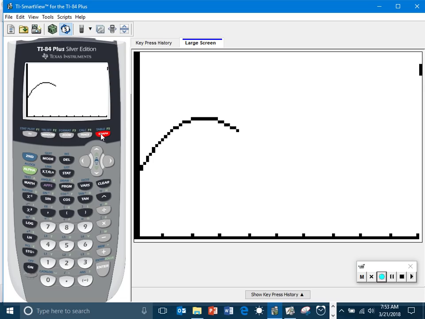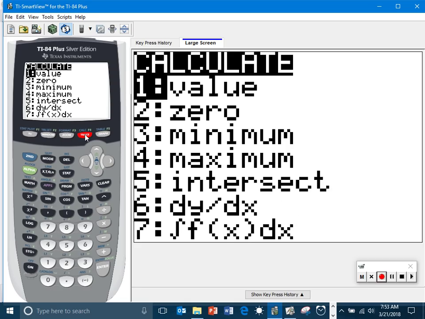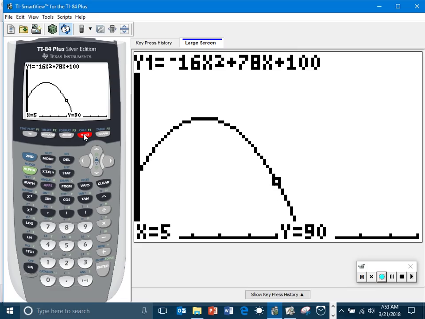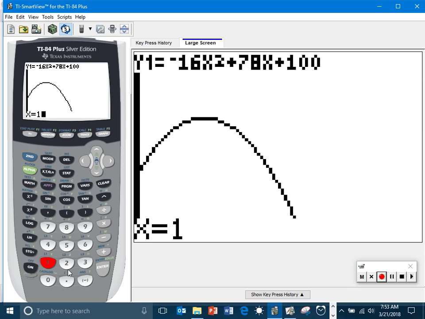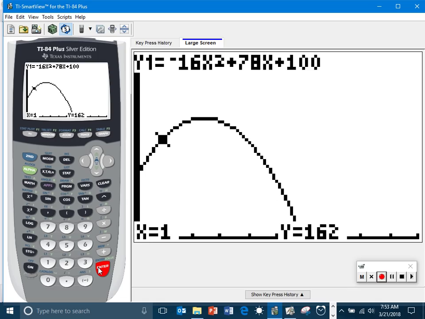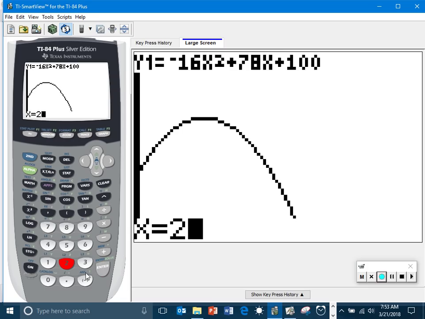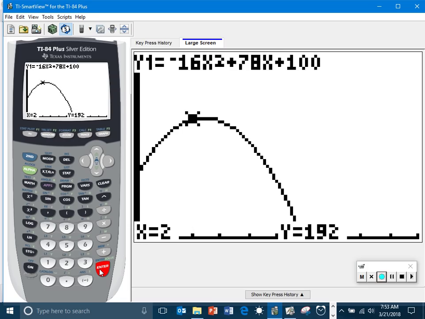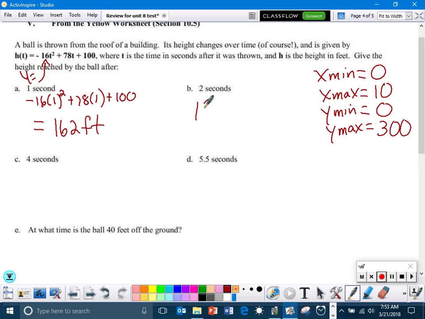Graph. There goes the ball. Very nice picture. So you can see the ball go up and then come down again. Now, I'm sorry, just hit trace, not second trace, just hit trace. Okay, and then you want to see where the ball is at 1 second. So hit the number 1 and hit enter. There it is, 162 feet. The next one is 2 seconds, so just hit the 2 and hit enter. So it's 192 feet off the ground.